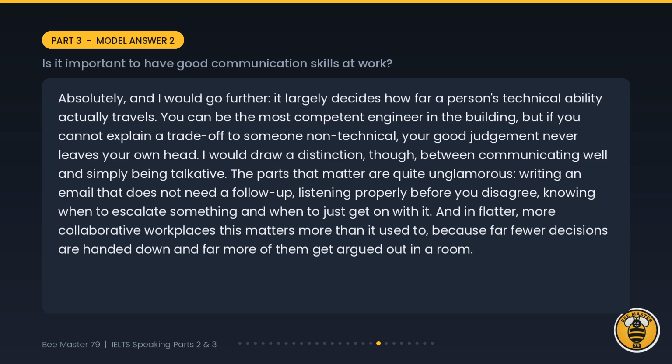I would draw a distinction there between communicating well and simply being talkative. The parts that matter are quite unglamorous. Writing an email that does not need a follow-up, listening properly before you disagree, knowing when to escalate something and when to just get on with it. And in flatter, more collaborative workplaces, this matters more than it used to, because far fewer decisions are handed down and far more of them get argued out in a room.